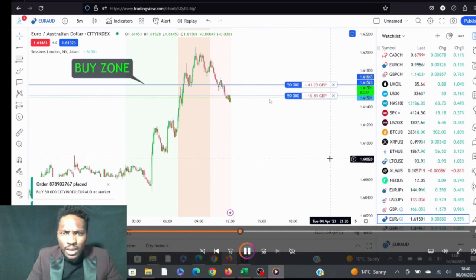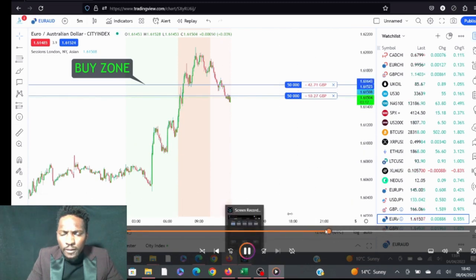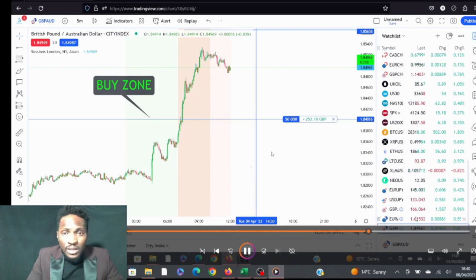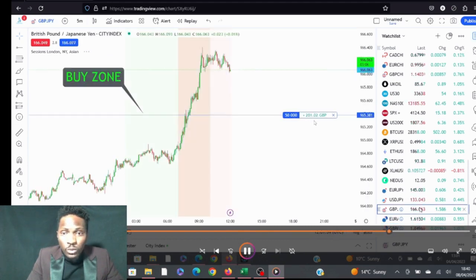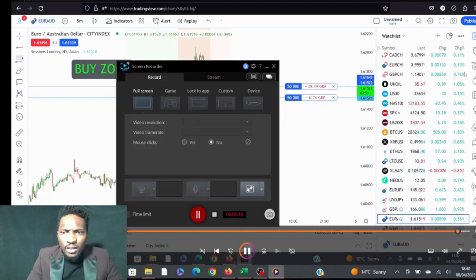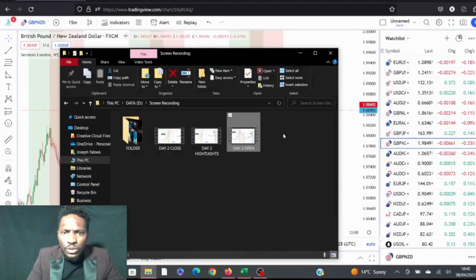As you can see, this is when we had a position open, and we're also going to move on to the pound against the Aussie dollar. As you can see, at one point we're up, and this is also the pound against the Japanese yen. So these are all the trades that we took on those days. I'm going to show you a couple of.